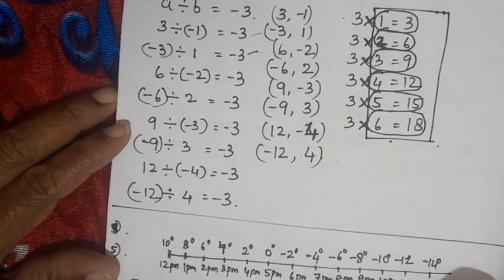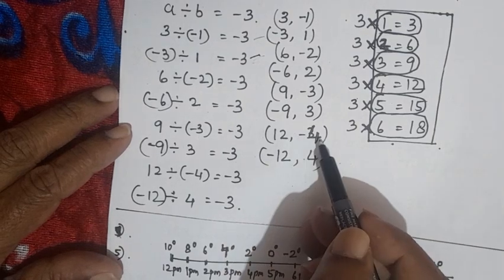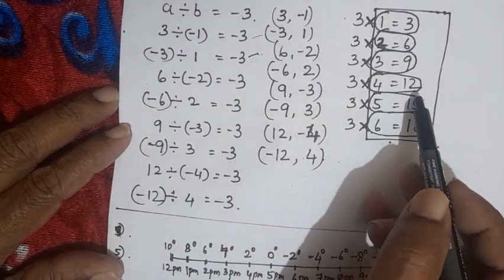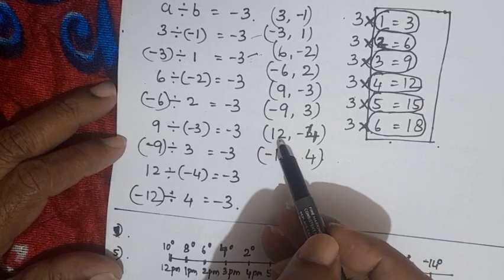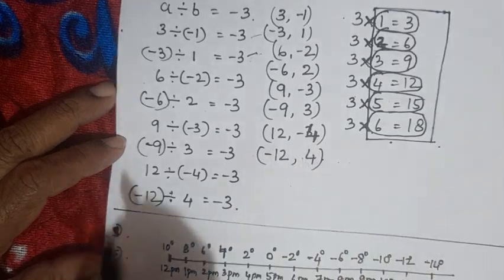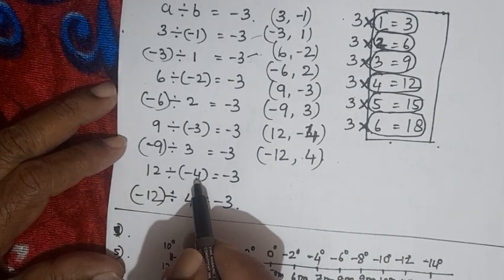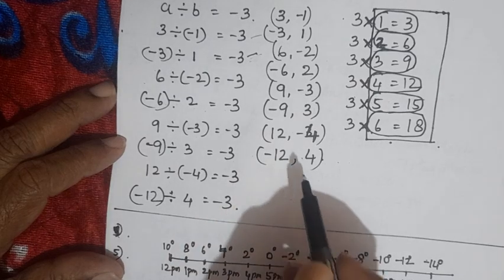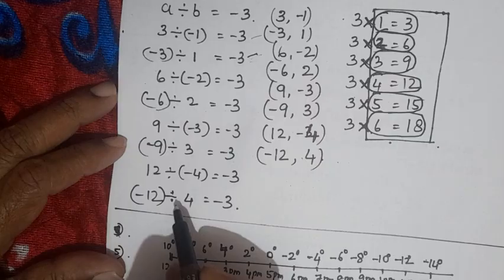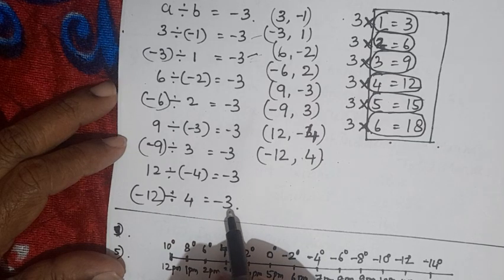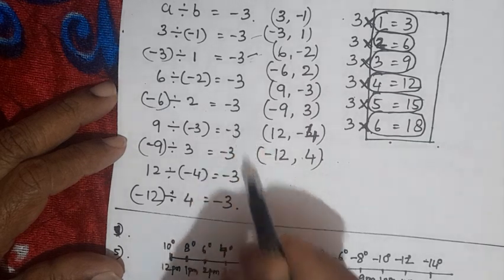Like that only, you can take 12 and 4, 4 and 12, both are the same: 12 and minus 4. Now 12 divided by minus 4 is equal to minus 3, and here minus 12 divided by 4 is equal to minus 3. These are the answers for this question.